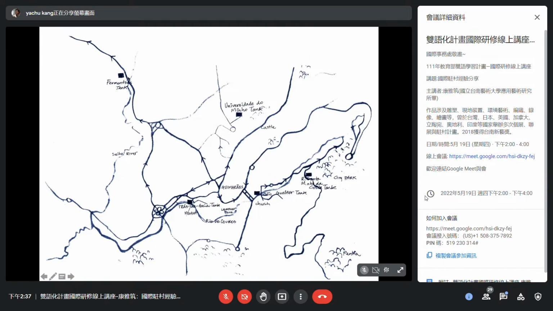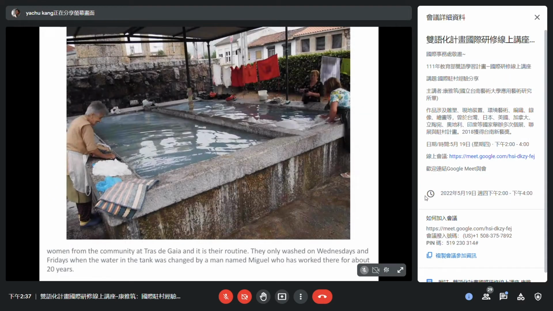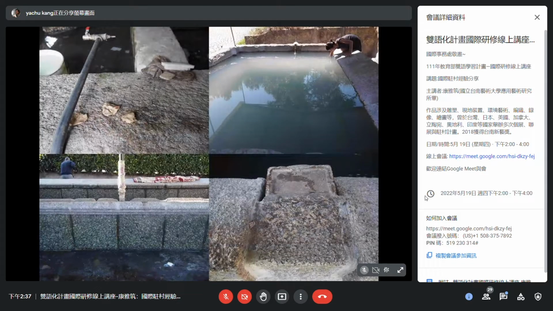I found a map and found there are 5 tanks around this small town. So I mark them on the map and I go to this tank. So this is the tank that women from the community, it's kind of like their routine. They only wash on Wednesday and Friday when the water in the tank was changed. So you can see they are doing laundry. So I was inspired by this. Then I start walk around every day, try to go to this tank and try to find something.